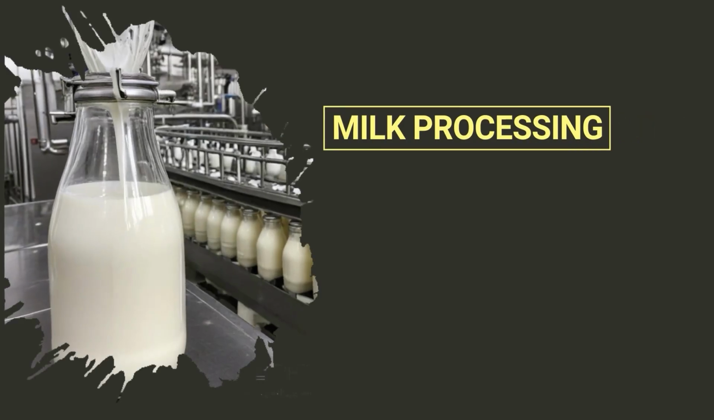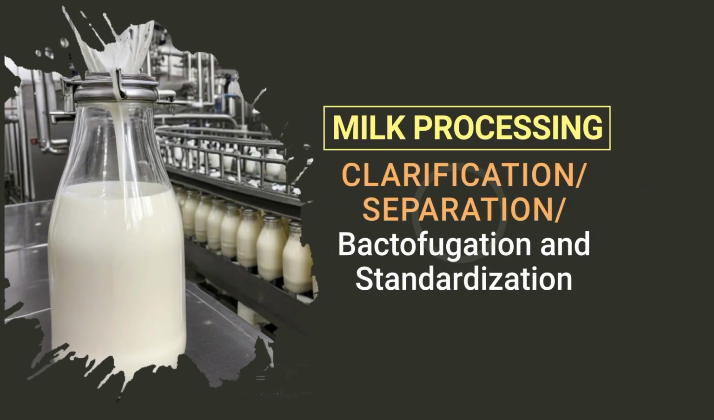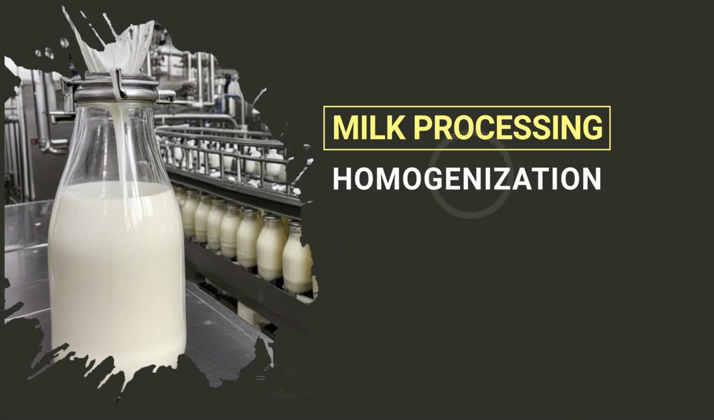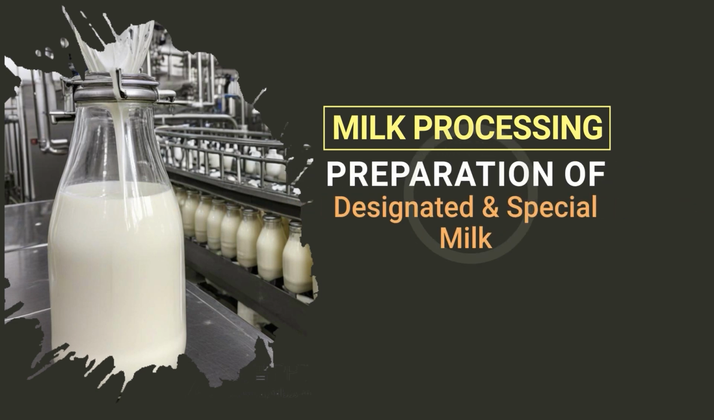Now, we come to the milk processing aspect. Processing includes these operations: clarification, pasteurization, homogenization, sterilization, and preparation of designated milks. Primarily, it is pasteurization which is the heart of the processing of milk. So, we will take them one by one.